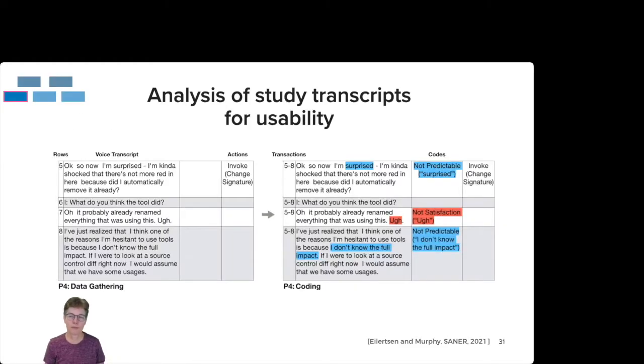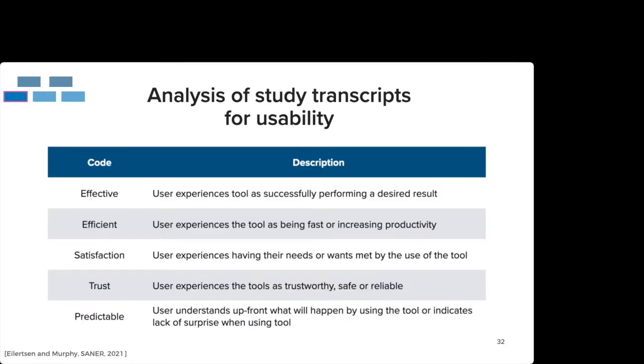She then proceeded to revisit the transcripts created from the 32 hours of developer actions during the change tasks as part of the study. She coded the transcriptions for these usability factors. The 5 usability factors considered are shown here. The first 3 come from the ISO definition. The last 2 come from previous studies of refactoring tools. You can see that all of these usability factors are stated in terms of the user and how they experience the tool. For example, a refactoring tool is effective if the user, a developer, experiences the tool as successfully performing a desired result.